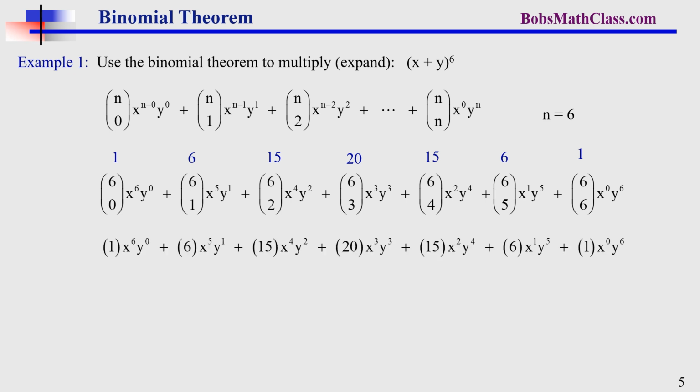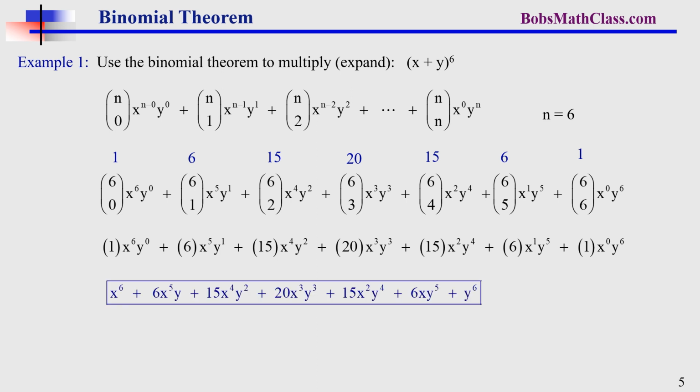Now we need to simplify. So 1 times x to the 6th, y to the 0, plus 6 times x to the 5th, y to the 1st, etc. And then simplify it. Get rid of the parentheses, and anything with a 0 power is always 1.